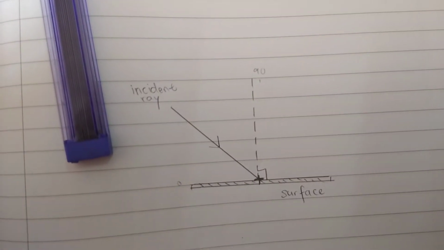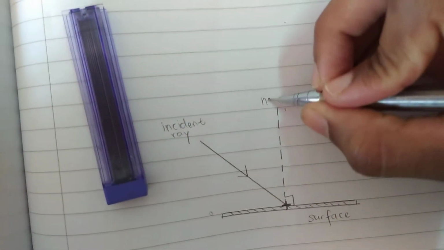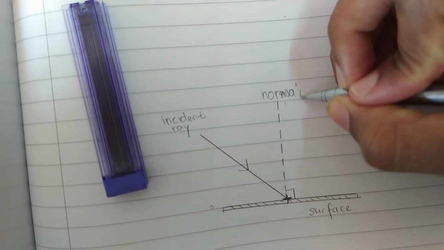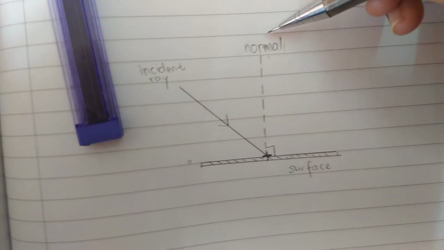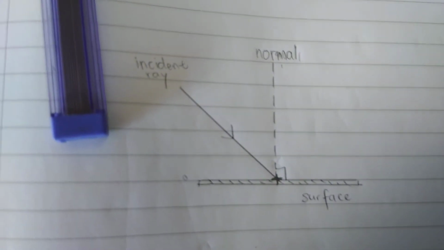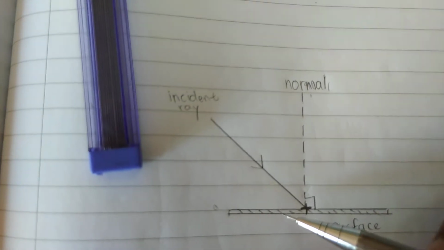To get a 90-degree line, and this is known as your normal. Okay, so the normal is very important when you're doing reflection and even for refraction later. But first, for reflection, once you draw your normal line, you take your protractor again.